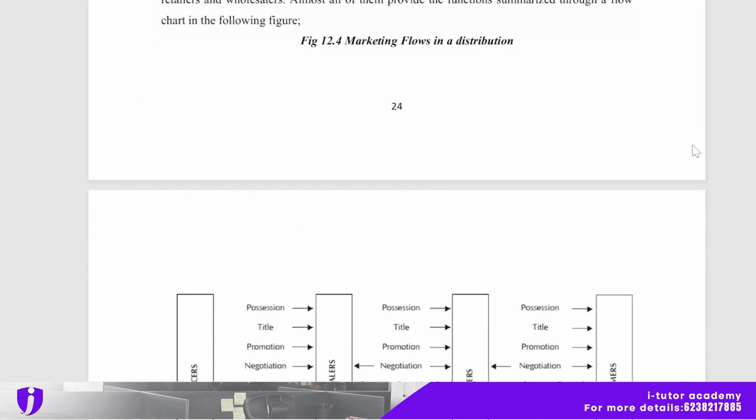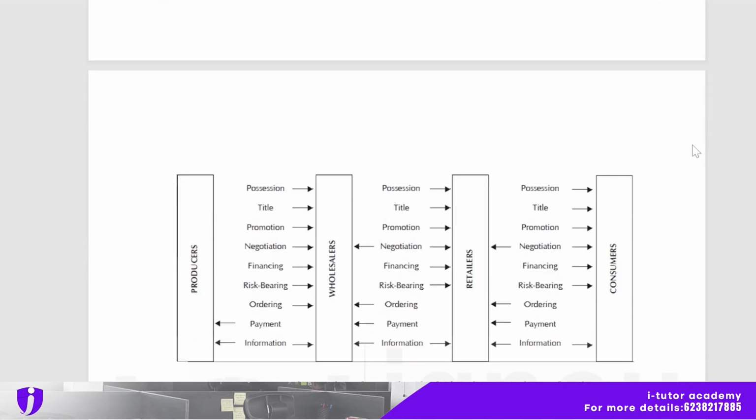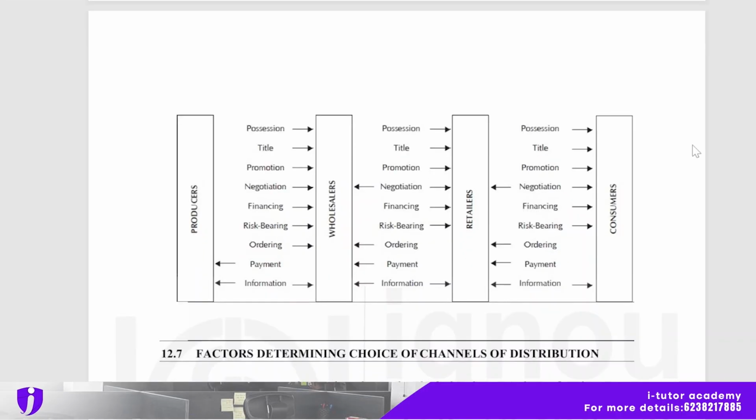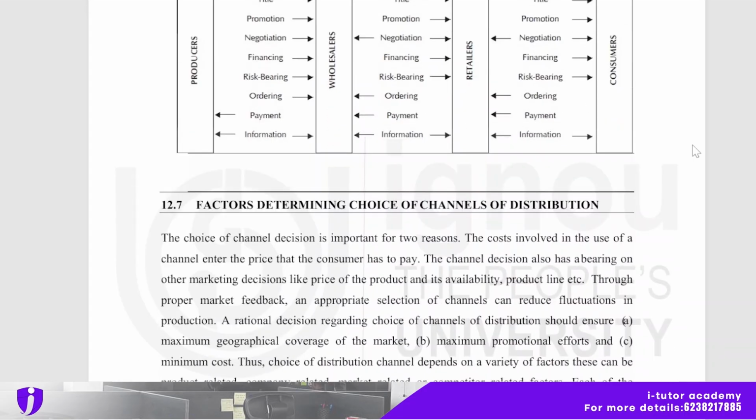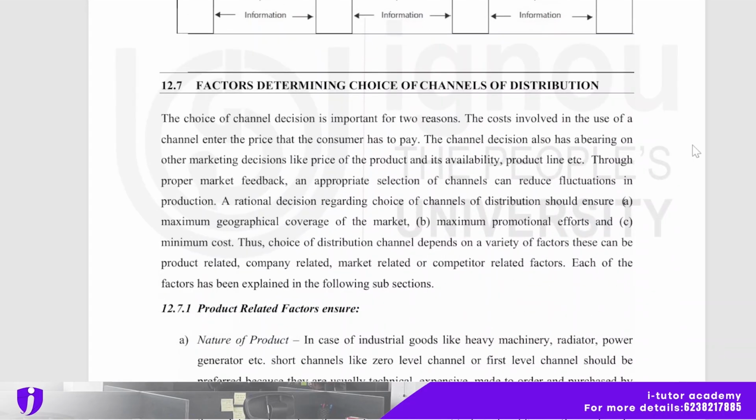So here is one marketing flow in a distribution figure. Producers, wholesalers, retailers, and consumers. So how they are connected, like that. You just go through this flow chart, it will make this section more clear for you. And the next is factors determining choice of channels of distribution.